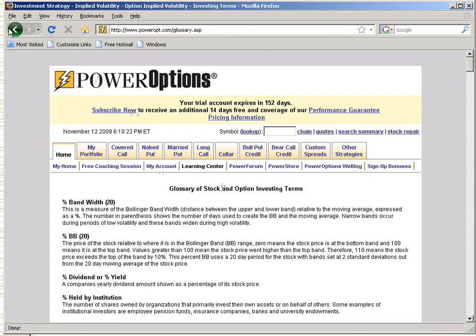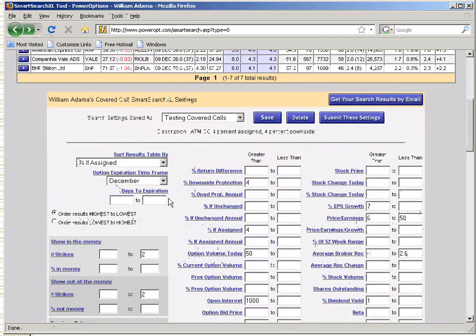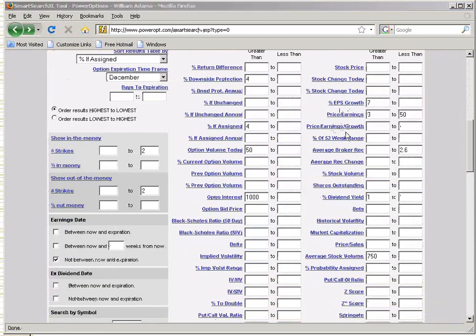Whoops, I'm sorry. Clicked the wrong button there. Hold on one second. There we go. Okay, minimum option volume of 50 contracts, an open interest of 1,000.